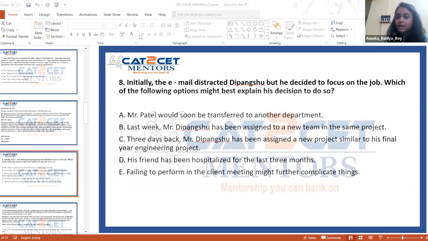Yeah. So we know that this guy is a focused person. He wants to deliver. So he is focusing on the job because he doesn't want to further complicate matters. Okay. So that is why your option would be option E.